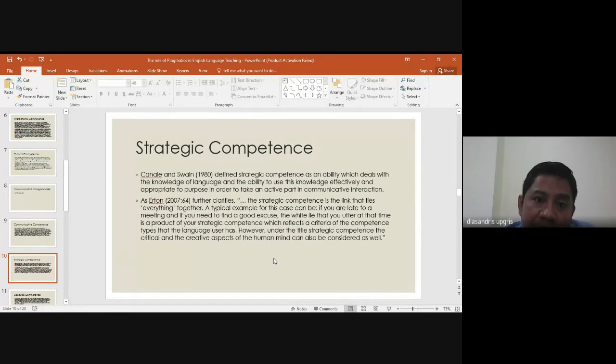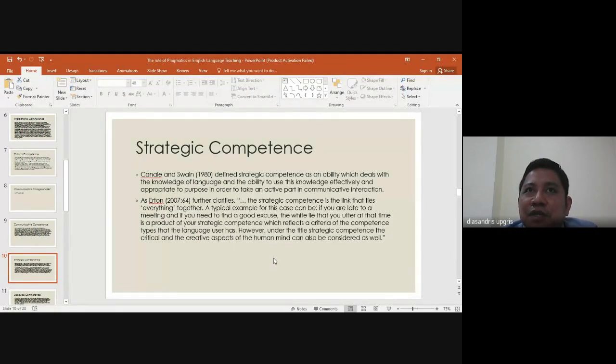Gilang bacanya. Strategic competence, okay. Otherwise, it is the speed of communicative competence. Canale and Swain define strategic competence as an ability, that is the ability, the skills, which deals with the knowledge of the language and the ability to use this knowledge effectively and appropriate to purpose in order to take an active part in communicative interaction.